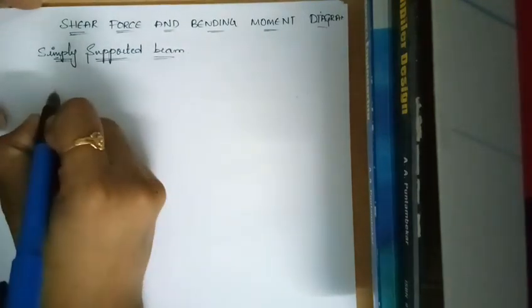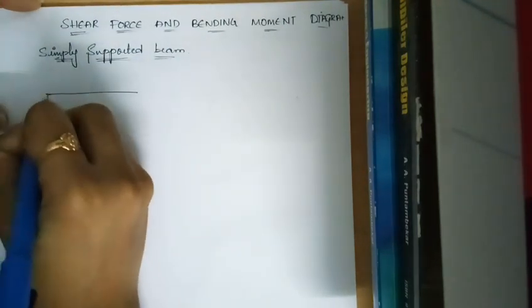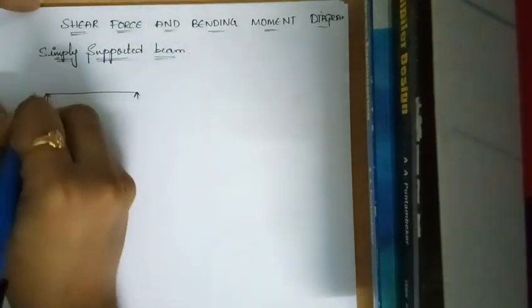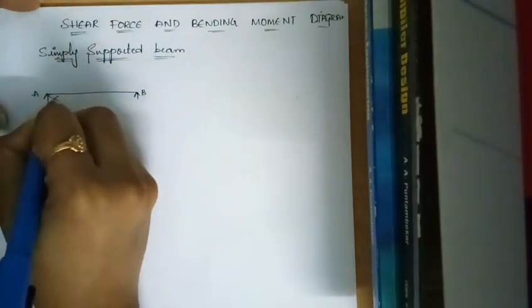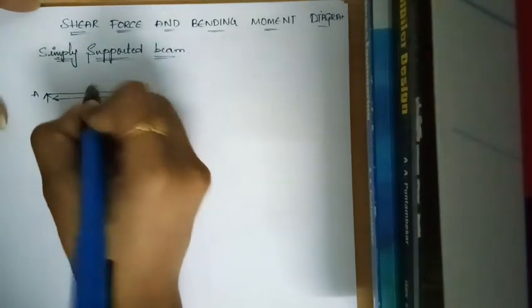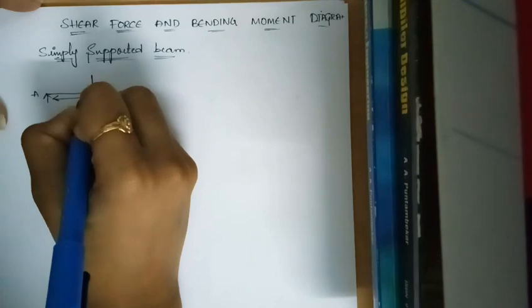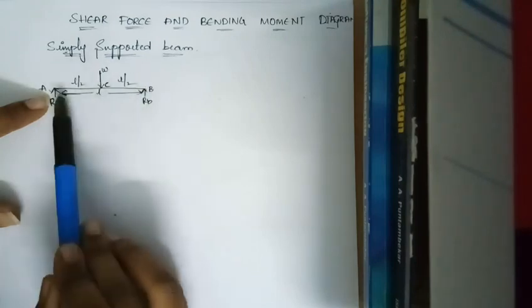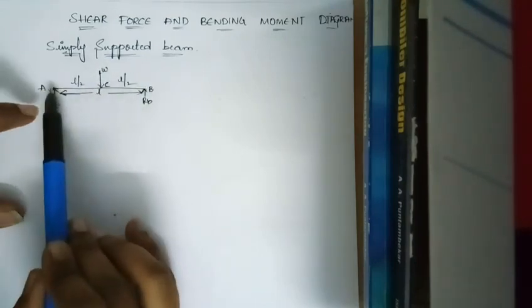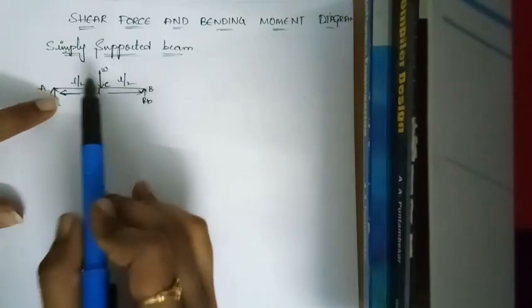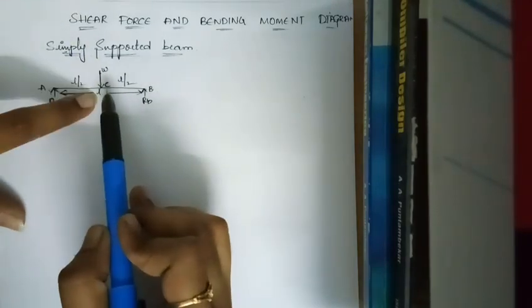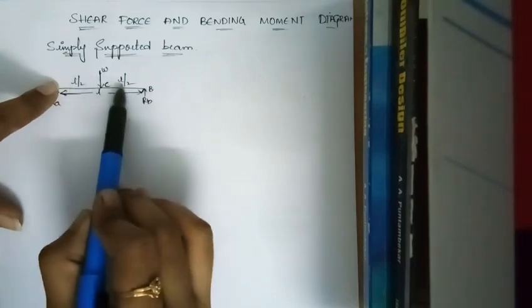Welcome to my channel. In this video I'm going to show how to draw shear force and bending moment diagram for simply supported beam. So now consider a beam which is freely supported at both the ends A and B of length L. Consider a beam AB of length L simply supported at both the ends A and B, carrying a point load W at midpoint. So this will be L by 2 and this will be L by 2.